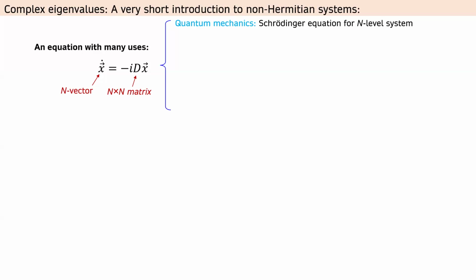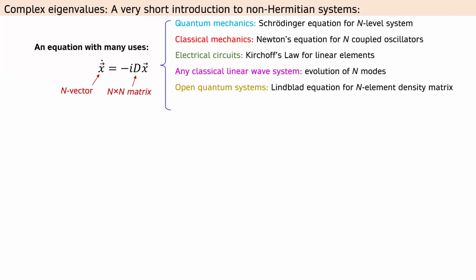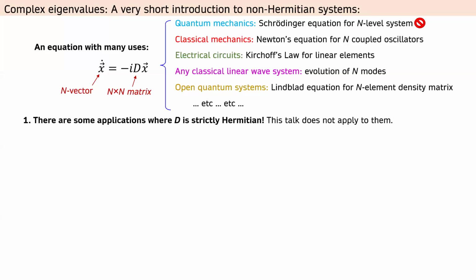If you think you're doing quantum mechanics of an n-level closed system, this is the time-dependent Schrodinger equation. If you think you're doing F equals ma with n masses and there's springs and such, this is Newton's equations. And if you're doing circuits with linear elements, it's Kirchhoff's law. And if you're doing any kind of linear wave physics, it's your normal modes. And even if you're doing the quantum mechanics of open systems, this is your Lindblad master equation for the evolution of density. So this equation shows up a lot of places.